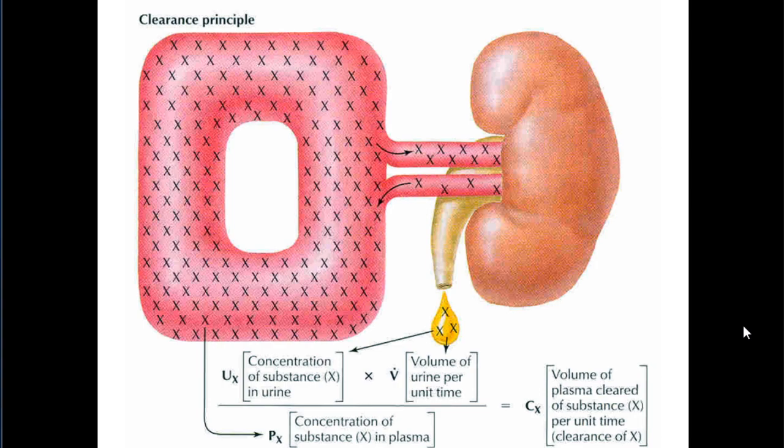So the formula of the clearance, you have the concentration of a substance X in urine multiplied by the volume of urine per unit time and divided by the concentration of substance X in plasma, which will give you the clearance or the volume of plasma cleared of a substance X per unit time.